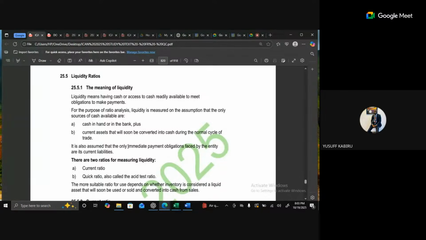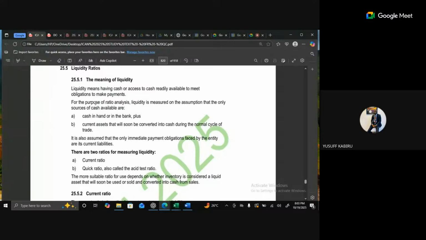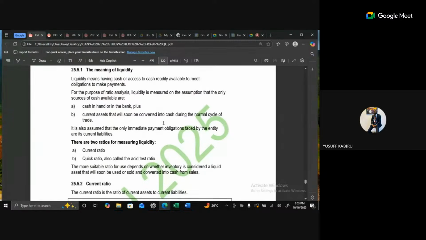So let's move forward. Now we are looking at liquidity ratio. Liquidity, from the name, you know what they are saying. When we talk about liquidity, we are talking about the ability to turn something into cash, or the ability of an organization to have cash to meet their needs. That's basically what it means. Here, they say liquidity means having cash or access to cash readily available to meet obligations. That is just what I explained just now.